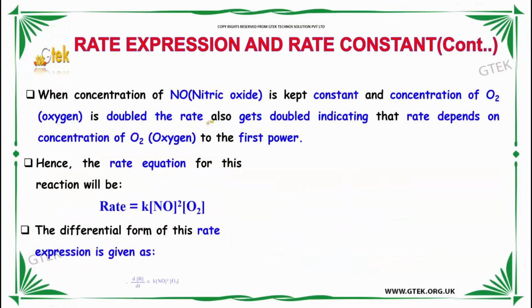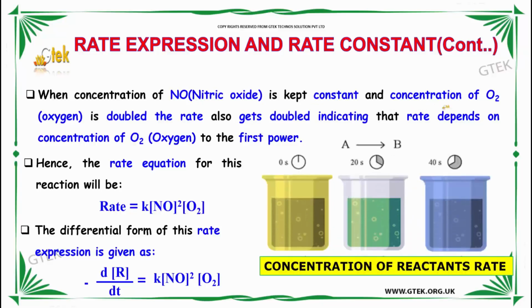So when the concentration of nitric oxide is kept constant and the concentration of O2 is doubled, the rate also gets doubled, indicating that the rate depends on the concentration of oxygen to the first power. So the rate equation for this reaction will be rate equals k [NO]^2 [O2]^1. So this is 2 and this is 1. The differential form of this rate expression is given as minus d[R]/dt equals k [NO]^2 [O2].